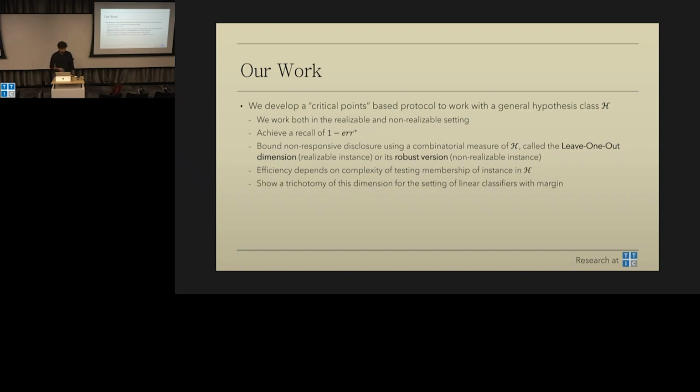This is what Nari was talking about. We get an interesting trichotomy of this dimension with respect to the margin of the linear classifiers, which we will see towards the end of the talk. We also develop protocols which have another interesting property: if Alice makes an inadvertent error, we don't have an all or nothing mechanism. Earlier we saw that when Alice makes even a single error, Bob gets to learn all the points. But now we do that in a more gradual, gentle way because errors are going to come up.